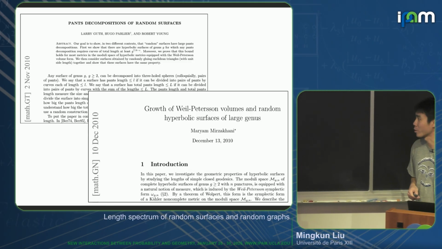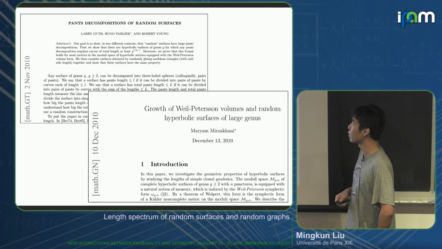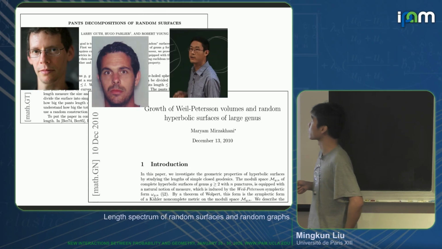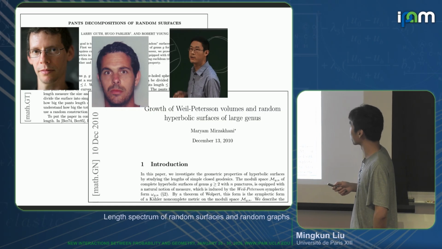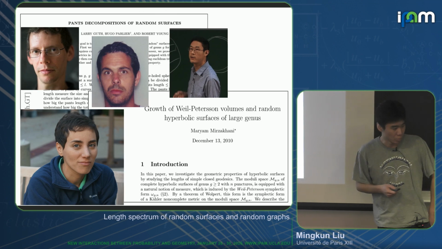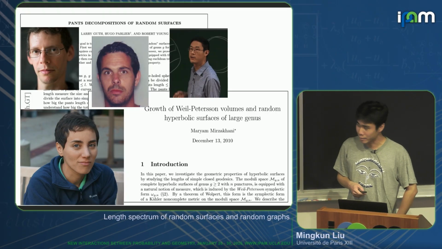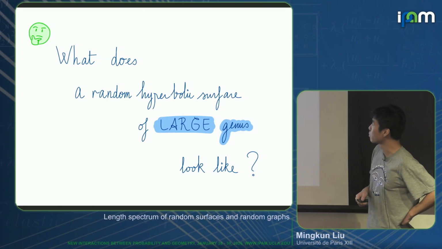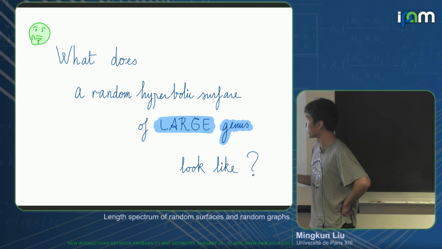So the story that we'll be telling you started in 2010. At the end of that year, 2 papers appeared on arXiv. The first one, Pants decomposition of random surfaces by Larry Guth, Hugo Parlier, and Robert Young. The second one, The growth of Weil-Petersson volumes and random hyperbolic surfaces of large genus by Maryam Mirzakhani. The 2 papers look quite different, but I think they essentially ask exactly the same question: what does a random hyperbolic surface of large genus look like? I think for the audience here, the keyword is really large genus.